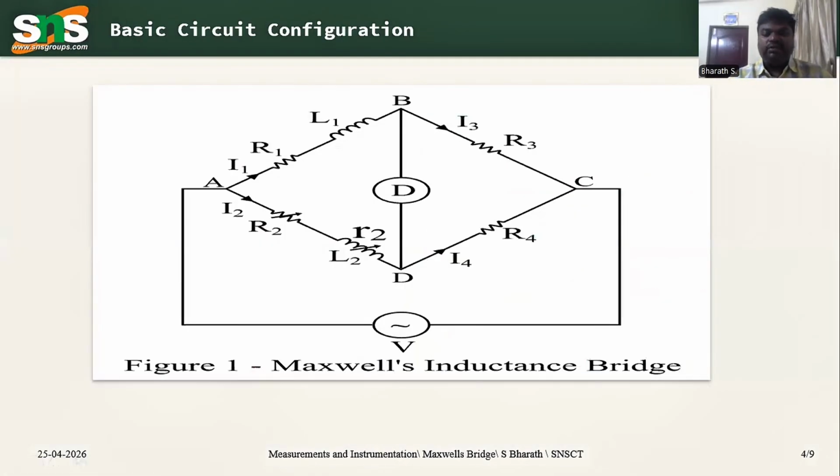So this diagram shows the simplest circuit of a Maxwell's bridge. What does Maxwell's bridge consist of? The construction is much more similar to that of the previous bridges we discussed. We have the four limbs. At the center, we have a detector or a galvanometer. It's supplied by a voltage source. On both sides of the limbs, we have a few resistances and inductances connected. The points A, B, C, and D are the junction points of this Maxwell's inductance bridge.